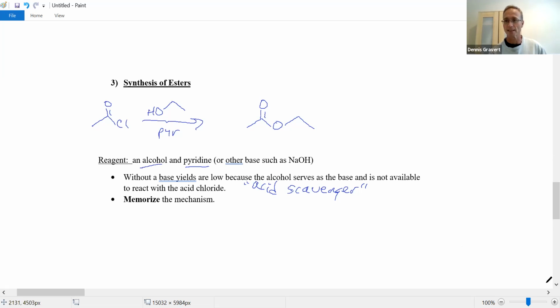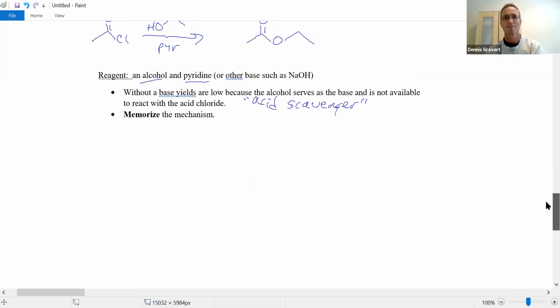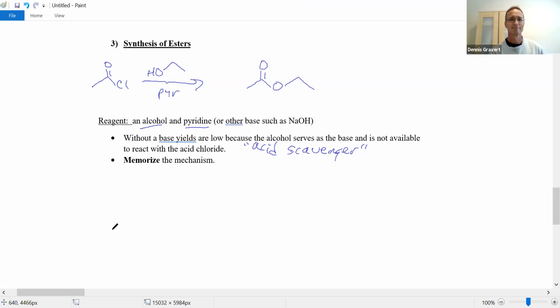Okay, let's see that acid scavenger in action. Let's see the mechanism. Start with the acid chloride. Bring in the alcohol. And how does it begin? Bump up the pi bond. Lone pair on the alcohol, this nucleophile, attacks the carbonyl group. Double bond oxygen is now single bonded with a negative charge, extra lone pair.